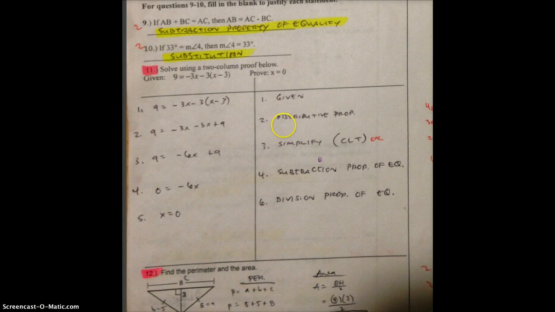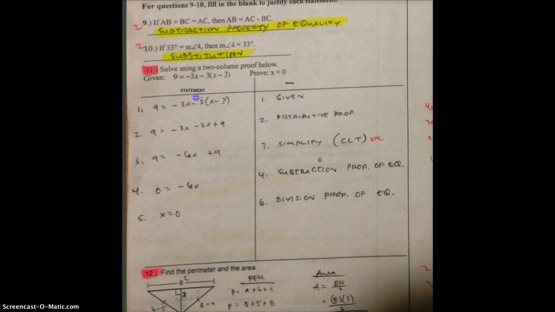Question number 11 is a two-column proof. So the first thing you do is you just take this given information, copy it in your first one, and then you write given as your reason. I should have reason up there. Let's see if I can write it. Oh, it's really small. Reason. Statement.